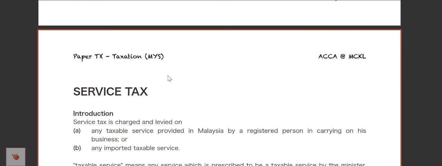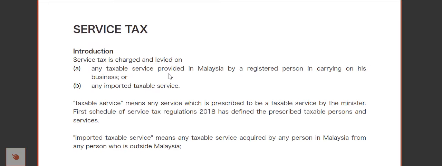Okay, now so I finish off the things that you need to know about sales tax, and I would like to carry on with service tax. Now a lot of things are the same, like I've told you just now. So those that are the same, I will not need to explain to you, but things that are not the same, I will highlight and need you to just pay attention to it.